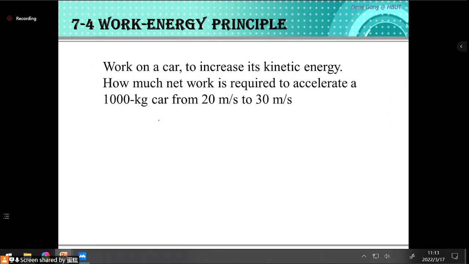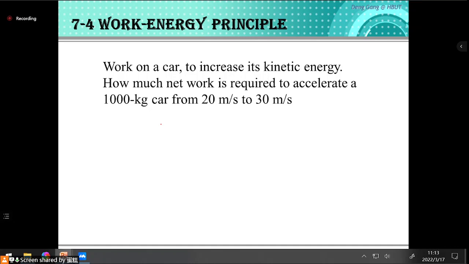So this can help us to calculate this. We do work on a car to increase its kinetic energy. How much net work is required to accelerate a 1,000 kilogram car from 20 meters per second to 30 meters per second? So how much work is required?